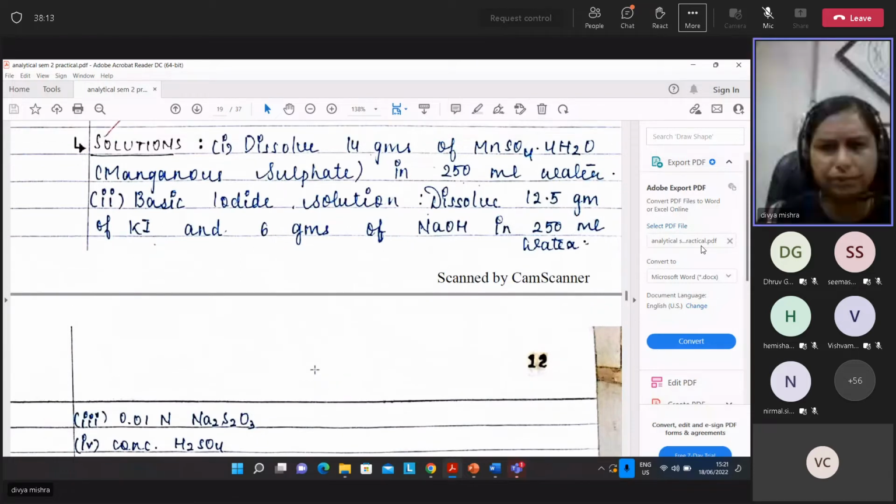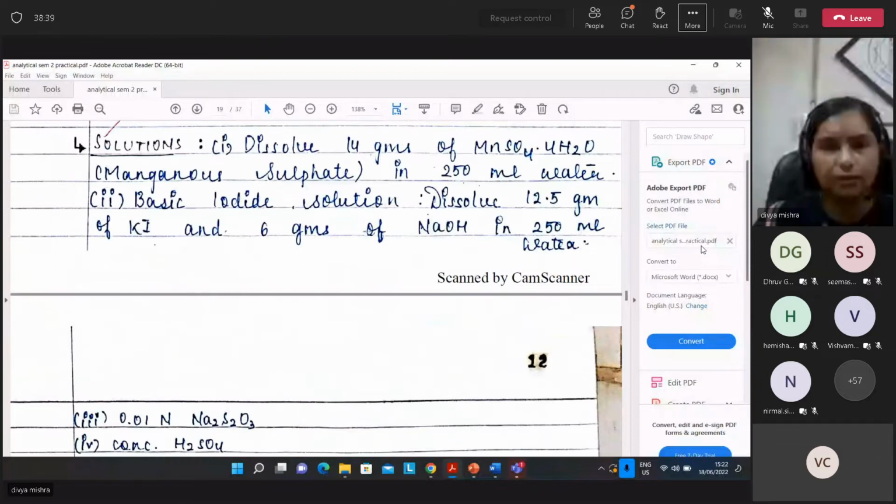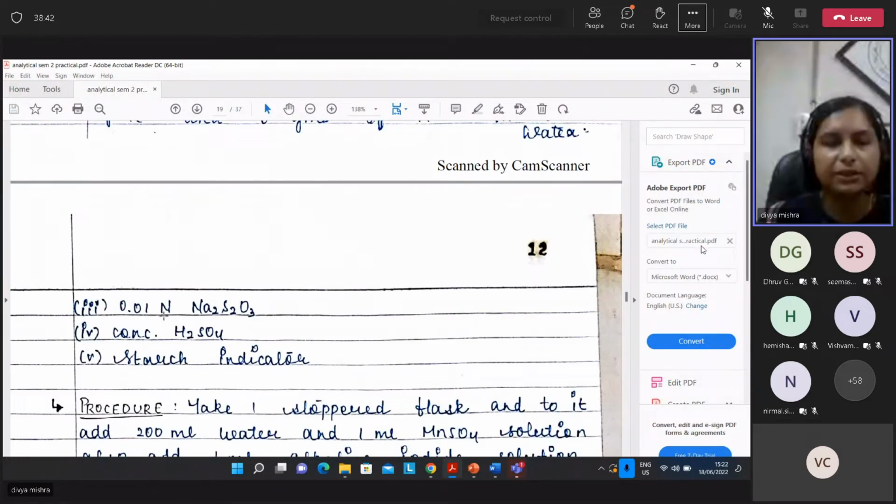You will find out the basic details. We have taken here 14 grams of manganese sulfate in 50 ml water. We have prepared the basic iodide solution by dissolving 12.5 grams of KI and 6 grams of NaOH in 50 ml. We are preparing 250 ml. Then we have taken 0.01 normal sodium thiosulfate, concentrated H2SO4 and starch indicator.